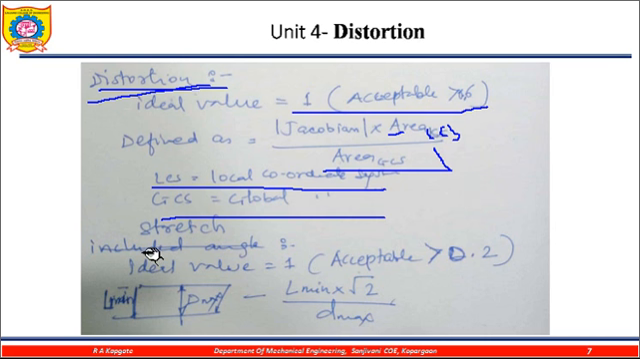Then the stretch: the ideal value is 1, and again it must be greater than 0.2. This is the minimum value, and this one is the d max value. This is again the ratio, L minimum multiplied by root 2 divided by d max.